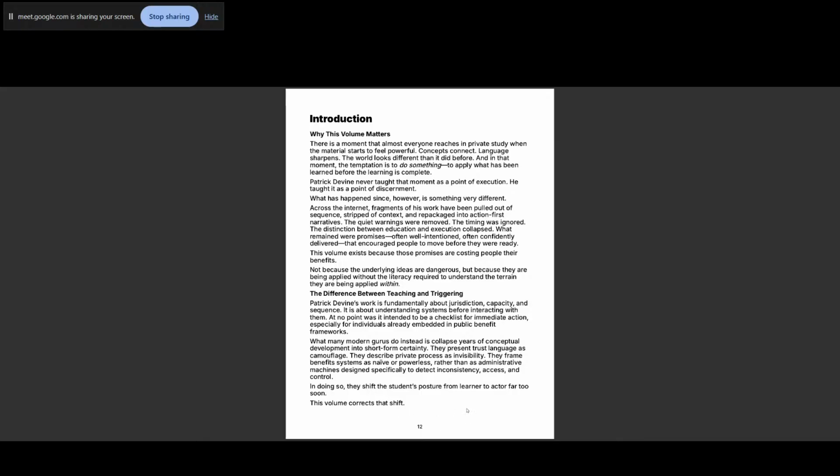Introduction. Why this volume matters. There is a moment that almost everyone reaches in private study when the material starts to feel powerful. Concepts connect, language sharpens. The world looks different than it did before. And in that moment, the temptation is to do something, to apply what has been learned before the learning is complete.